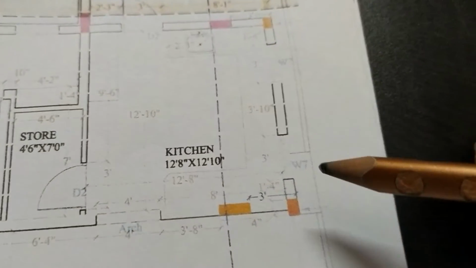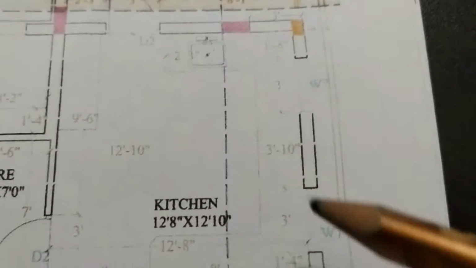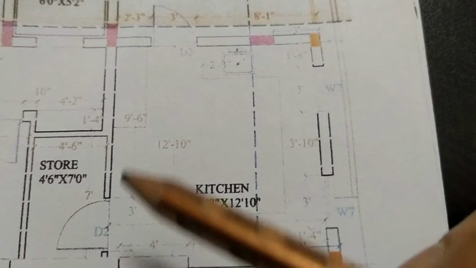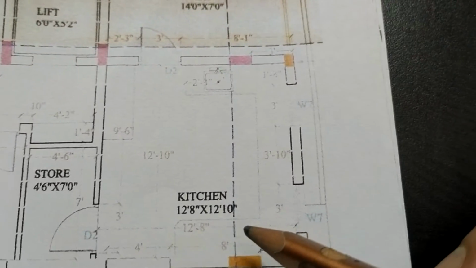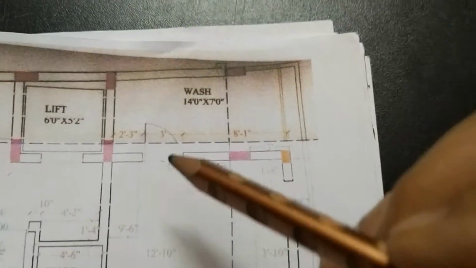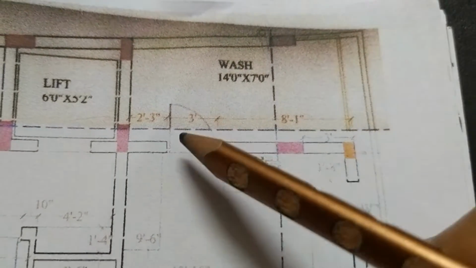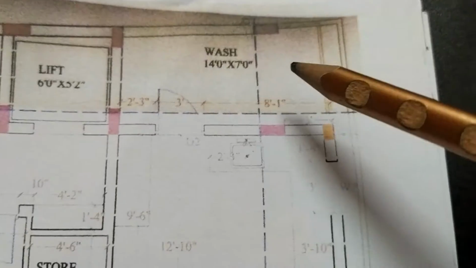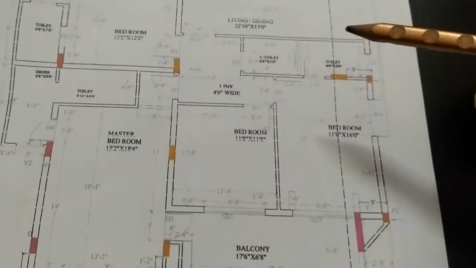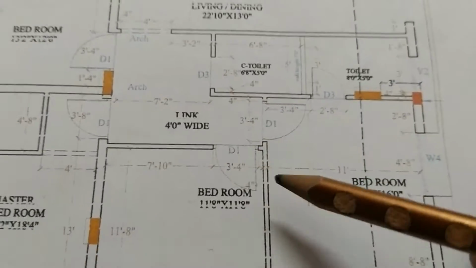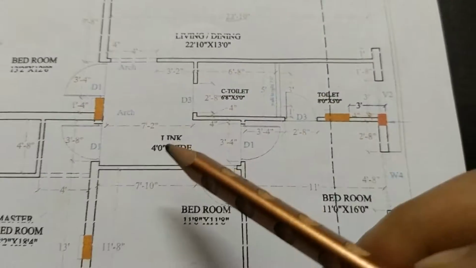The kitchen area, these are the cupboards. Kitchen area dimension, this by this. This is the basin. These are the dimensions of the wash area. Then we come down to this area. Living area is done.